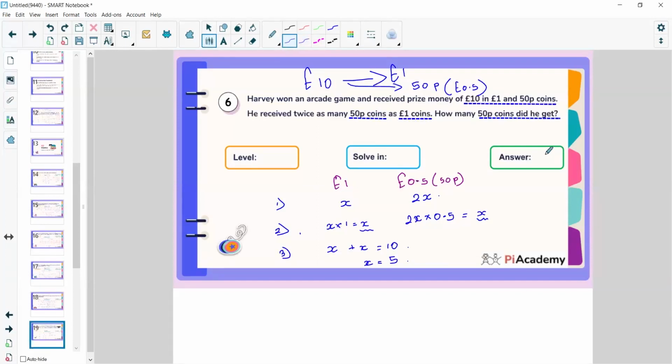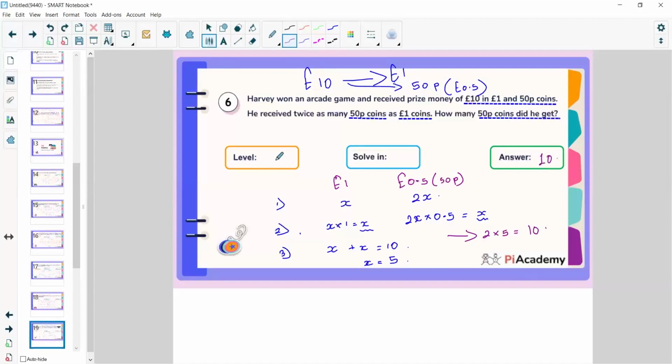So is our answer 5, guys? Please check. Is the correct answer 5? Is this what we are asked? No, right? This is not what we are asked. Indeed, we are asked, how many 50p coins did he get? So how many 50p coins? It is 2X. So 2 times 5, which is 10. So he received 10 50p coins and 5 1 pound coins, making the total 10 pounds. So the answer is 10.